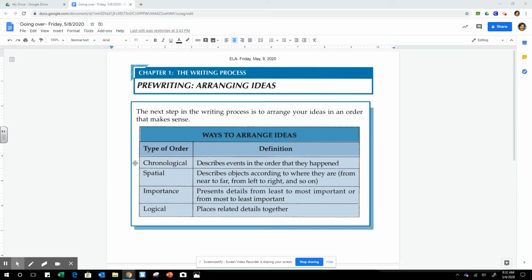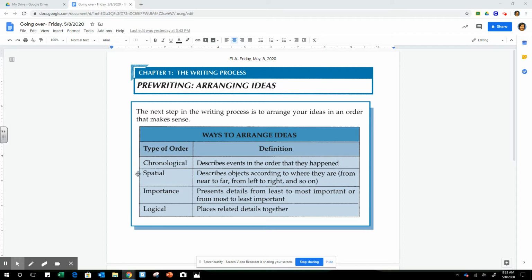We'll start with the word chronological. Chrono is the base word for the word time. So then we're looking at where it says chronological describes events in the order that they happened. So when you're working on ideas that requires you to say first, next, then finally, or it gives you step-by-step directions on do this first, do this second, do this third, what you're doing is you're describing events in the order that they happened. So you would use chronological order.